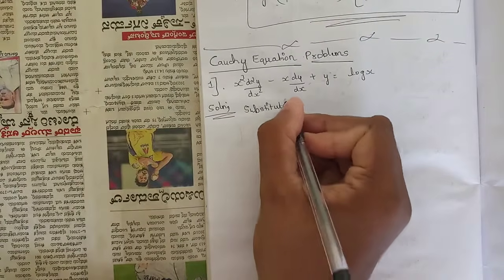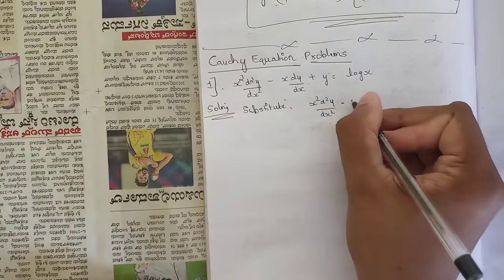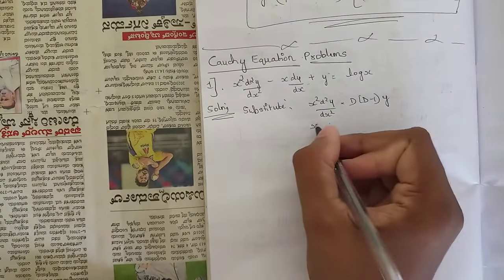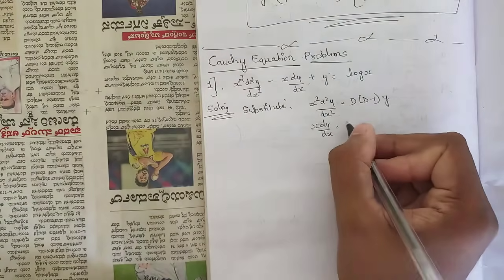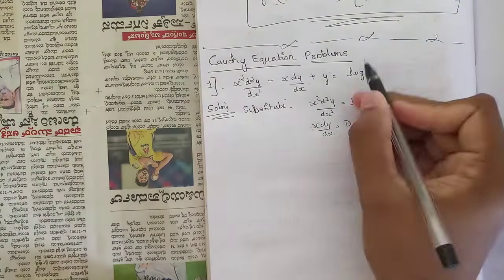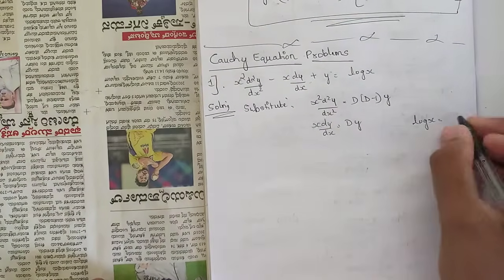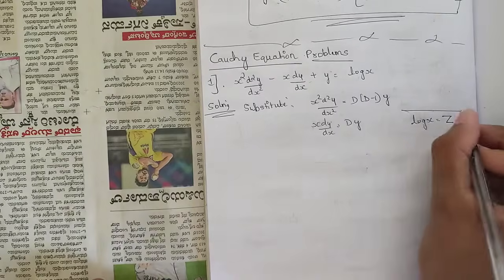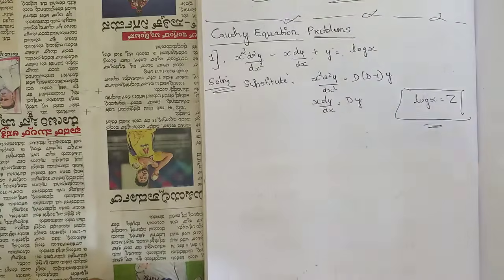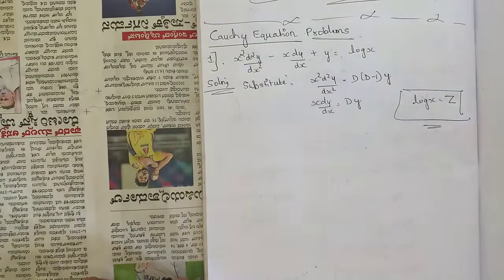That is, we need to substitute x square d square y by dx square as D into D minus 1 into y, and x dy by dx as Dy. Also, we have this log x term. In the conditions we have seen that we need to replace log x by z, and x by e power z, but we don't have any x terms here. So we need to replace log x and x only on the r of x side, not in this equation. That also you need to remember.